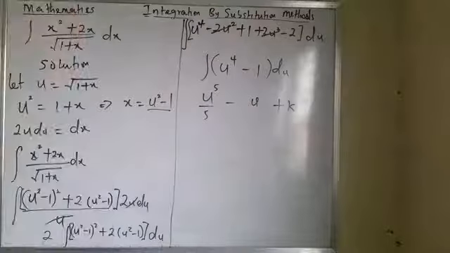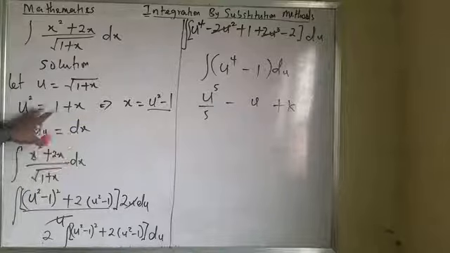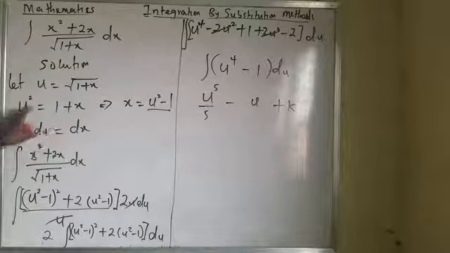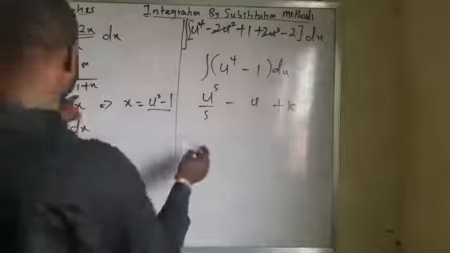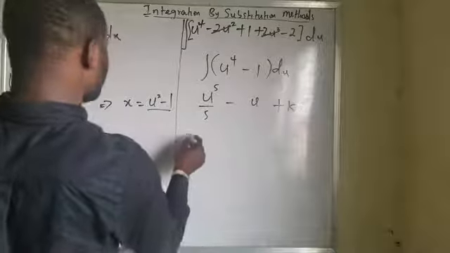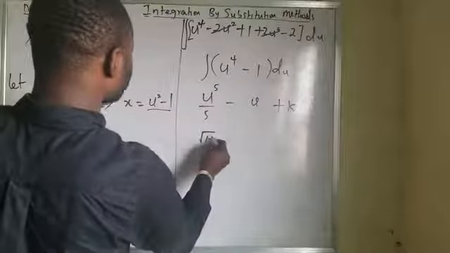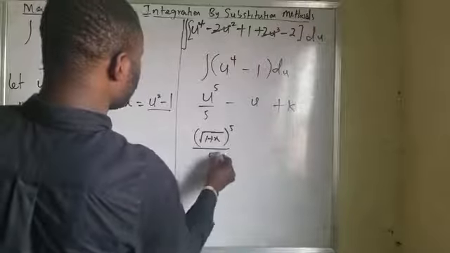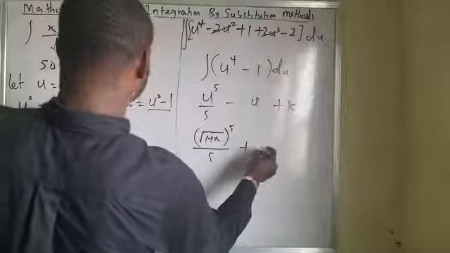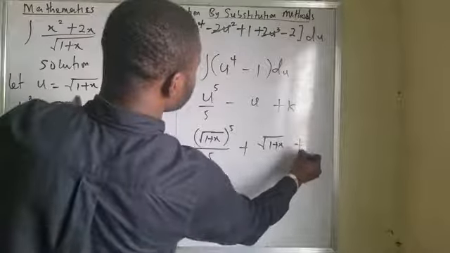Now, that is my answer. Now, what is my u? My u is given from root of 1 plus x. So I can now say that root of 1 plus x, this must cover everything, bracket of 5 divided by 5, plus, this is my u, root of 1 plus x, plus k.